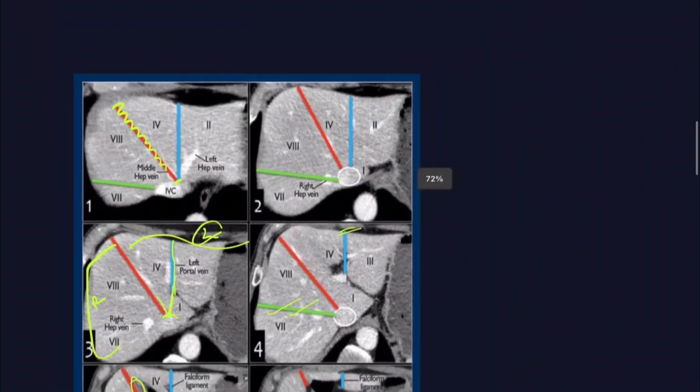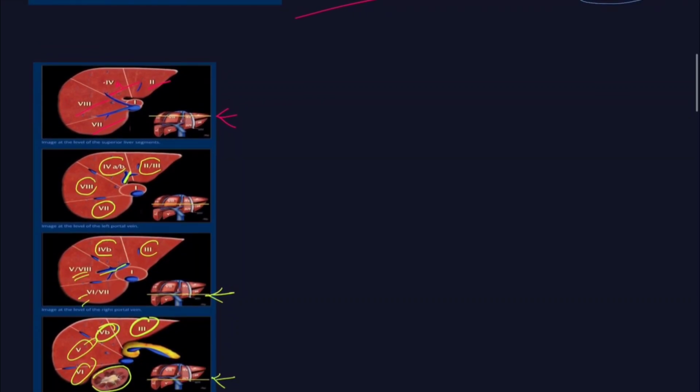So the Couinaud classification is, I think, very clear to you. The nomenclature 2, 3, 4, 5, 6, 7, 8.